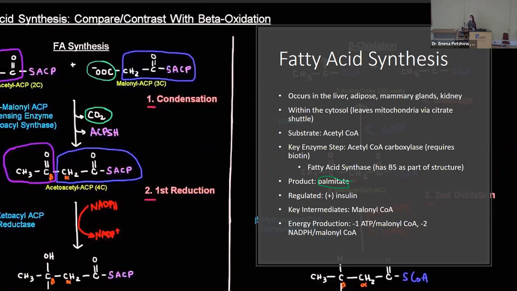If you're in a low-energy state and you need energy quickly, you're going to probably go through Krebs to try to get ATP. If you're in a high-energy state, you don't need energy, you have plenty of glucose around, you're probably going to go into fat storage. You're going to do fatty acid synthesis.